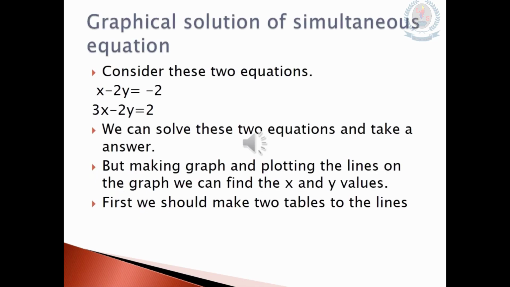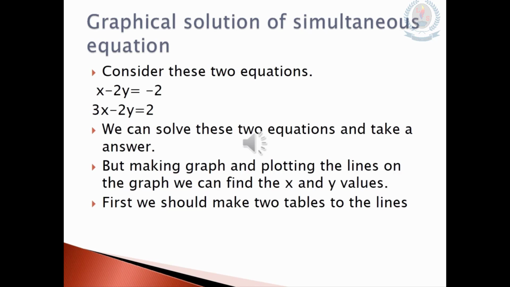Now we are going to learn how to find the graphical solution of simultaneous equations. Consider these two equations. x minus 2y equals minus 2, 3x minus 2y equals 2. Here you can see both equations have two unknown quantities. We can solve these two equations algebraically, but by making a graph and plotting the lines, we can find the x and y values.